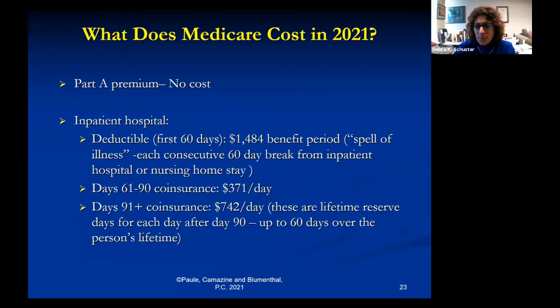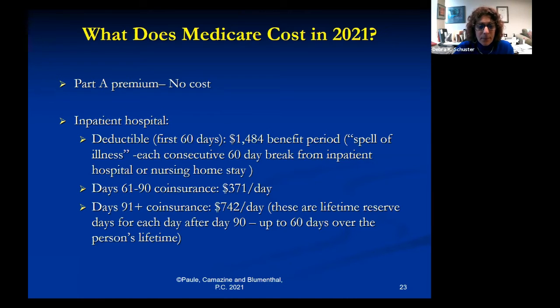The inpatient hospital coverage, which is Medicare Part A, the first 60 days are covered through the inpatient deductible. And for 2021, that's $1,484 per benefit period, per spell of illness. So each consecutive 60-day break from an inpatient hospital or nursing home stay is called a spell of illness, which will be covered by Medicare. There's only one deductible that's due for an entire year, and that is that $1,484 for 2021.